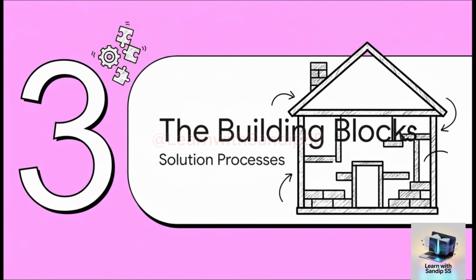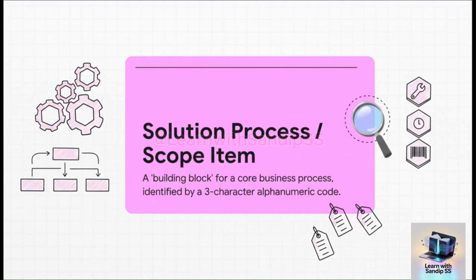Okay, so if service management is the specific house we're looking at, what's it actually built from? What are the bricks and mortar holding it all together? Well, the answer is these things called solution processes. Now, you're also going to hear them called scope items. They're the same thing. And each one is basically a self-contained little package that's designed to do one very specific job for the business. And get this, each one has its own unique 3-character code, almost like a part number.